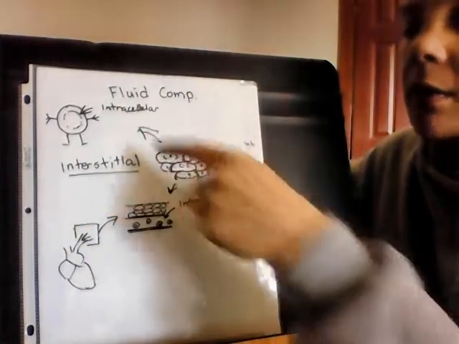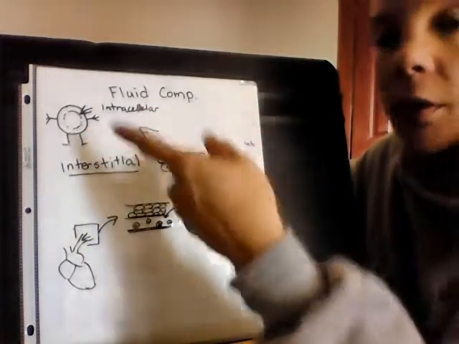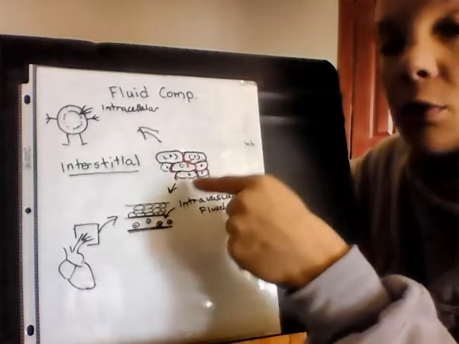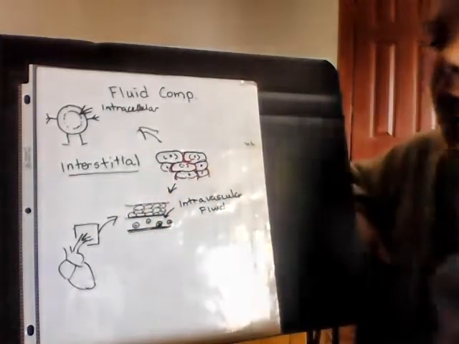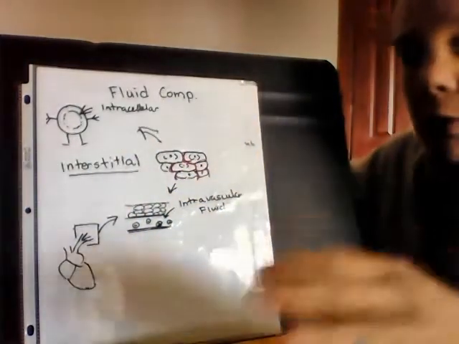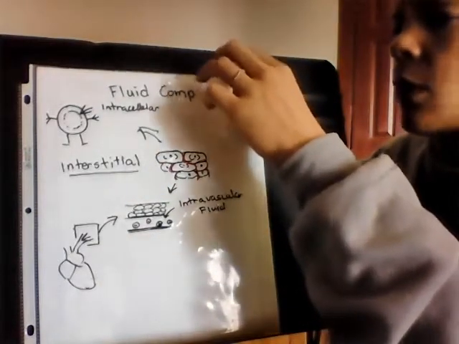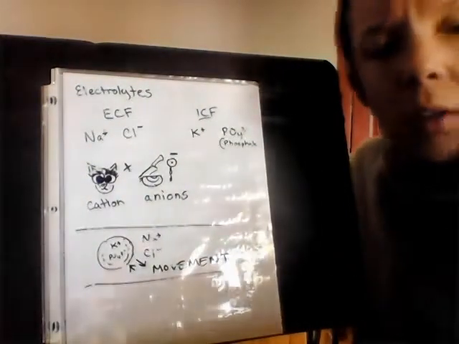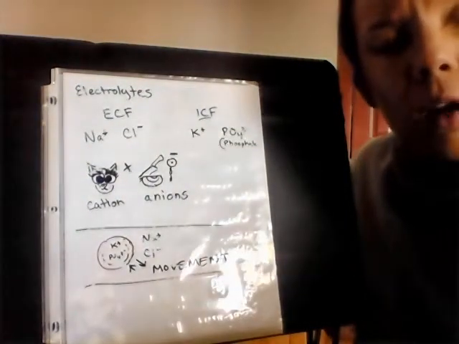Intravascular, inside of your vessels, intracellular, inside of your cell, and interstitial, in between the cells. That's how we get the fluid to all of the cells, not just one or two. Okay, so in these fluids, we're not just talking about just random, it's not just water. We're not completely 100% made up of water.